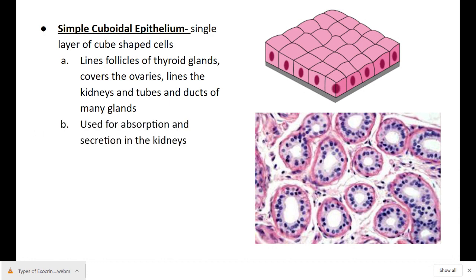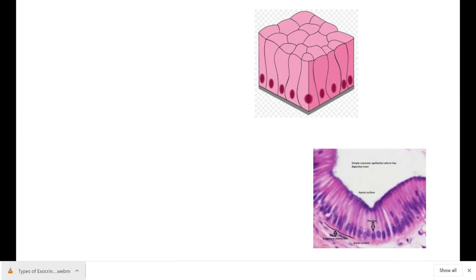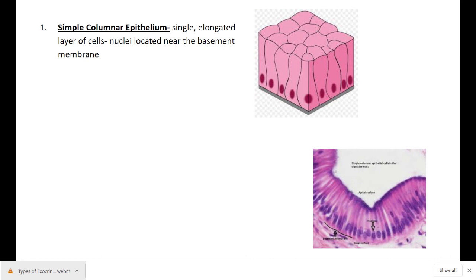We'll find these in a lot of places: certain glands, they cover the ovaries, and parts and tubes of the kidneys, and a lot of glands throughout the body. They do a couple of things. Number one is absorption, so these are sites of absorption in the kidneys, as well as secretion of certain products. We're not going to get into specific glands and the products that they secrete, but these will be in those areas where glands are creating secretions.